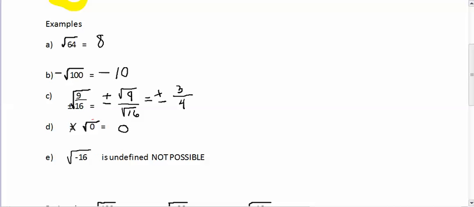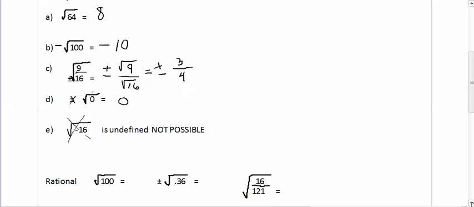Okay, and then letter E. Notice that this negative sign is inside of the square root symbol, and that is not possible. You can never take the square root of a negative number, because there's no two numbers that you can ever multiply together that are the exact same numbers that'll give you a negative answer. So this is not possible. So you cannot do that problem. Okay, so that is our examples, A through E.